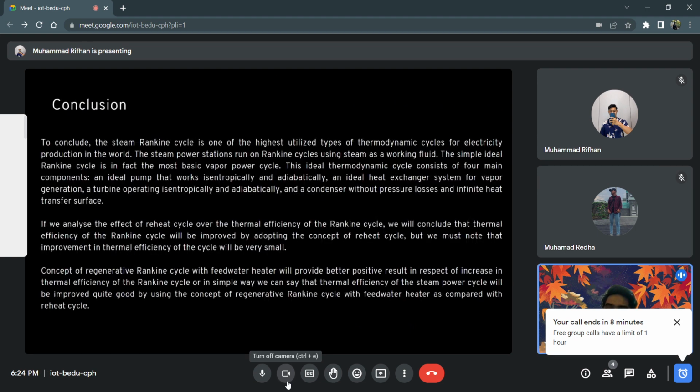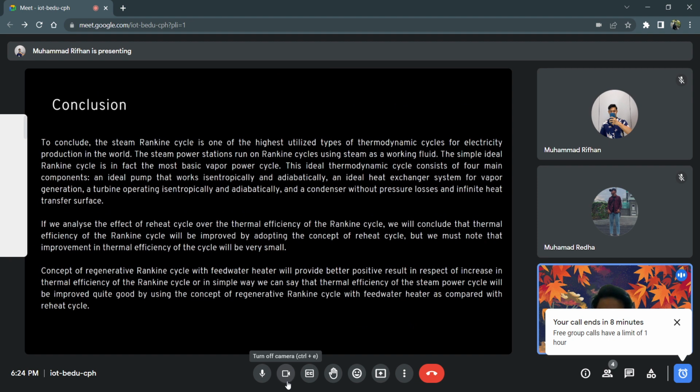Alright, for the conclusion, to conclude, the steam Rankine cycle is one of the highest utilized types of thermodynamic cycles for electricity production in the world. The steam power station runs on the Rankine cycle using steam as a working fluid. The simple idea of the Rankine cycle is in fact the most basic vapor power cycle.